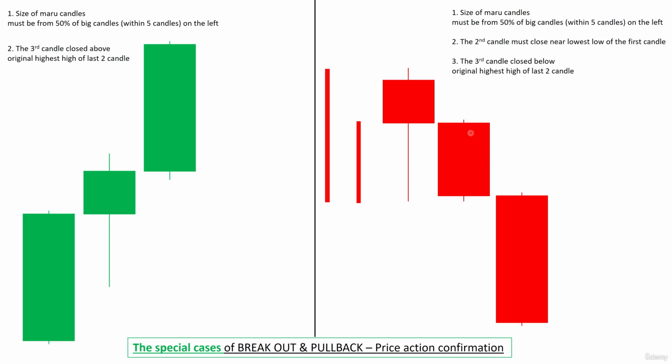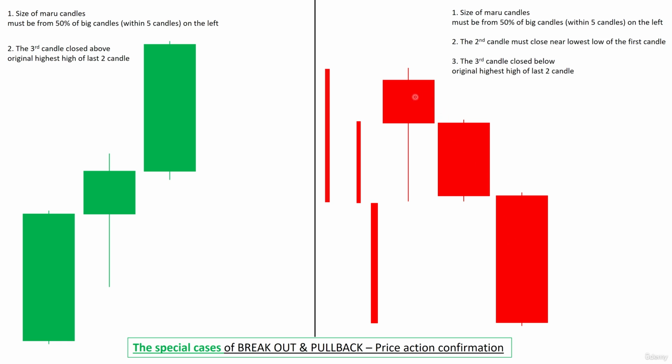Therefore, this time, when the third candle appears and closes below the original lowest low of the first two candles here, it means we are having selling pressure that is very strong and consistent. Therefore, here is a valid breakout or a valid pullback in the market.